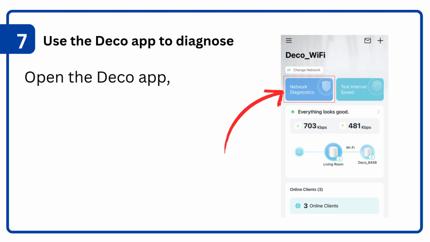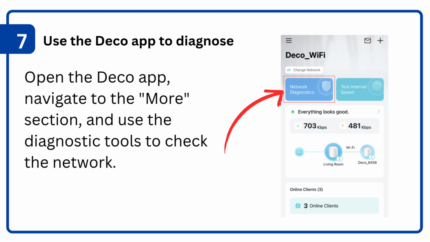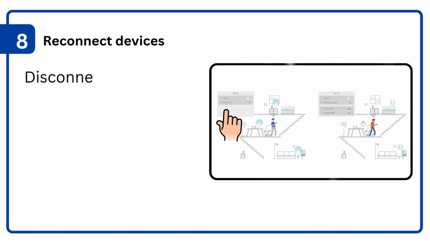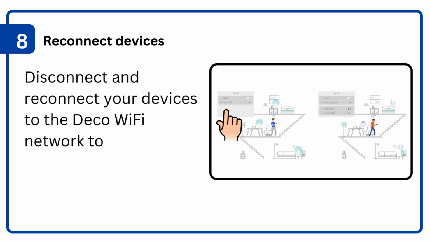7. Use the DECO app to diagnose. Open the DECO app, navigate to the More section, and use the diagnostic tools to check the network. 8. Reconnect devices. Disconnect and reconnect your devices to the DECO Wi-Fi network to rule out device-specific issues.